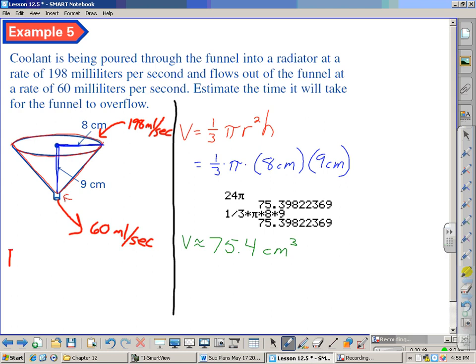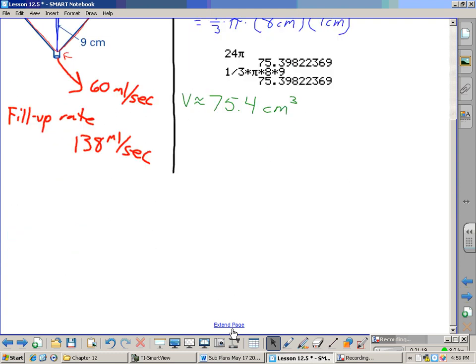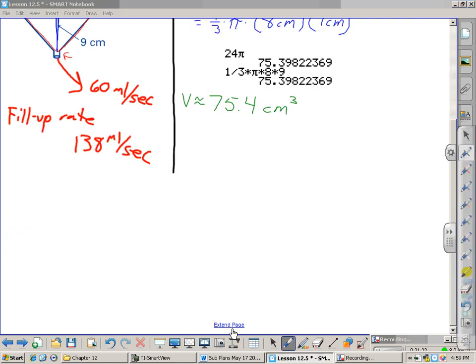So I called this fill-up rate. How fast is the funnel filling up? Well, if you're pouring it in at 198 milliliters per second and it's only coming out at 60 milliliters per second, all you'd have to do is subtract those. And subtracting 60 from 198 will get you 138 milliliters per second. So that's how fast it's filling up. Now back to our volume answer here. Our answer for volume was 75.4 cubic centimeters.